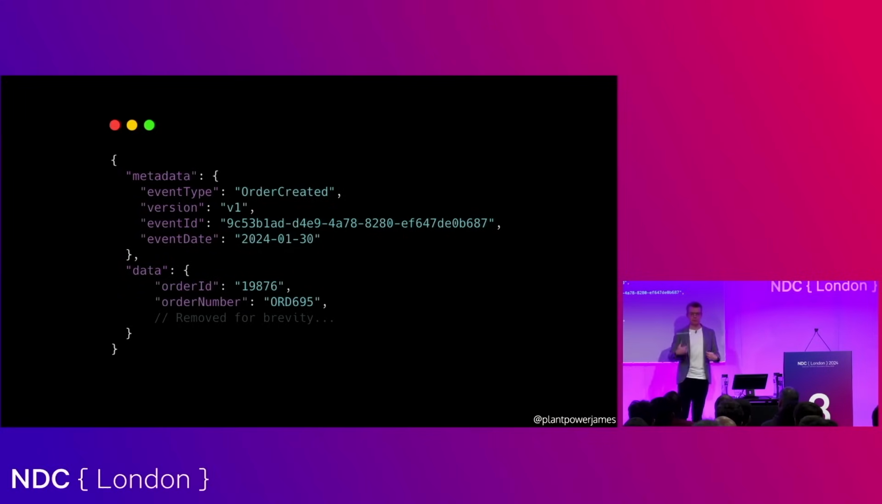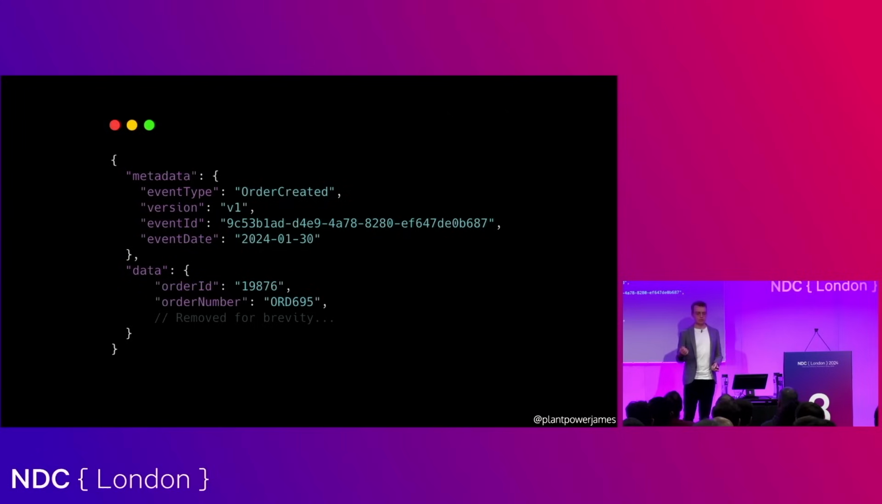You can look at this event and ask, have I seen this event before? Yes, I have. I can just ignore it. The event date and the event time can help you to understand ordering of events, if that's important to you. And finally, with this conversation around evolvability, there is the version number.